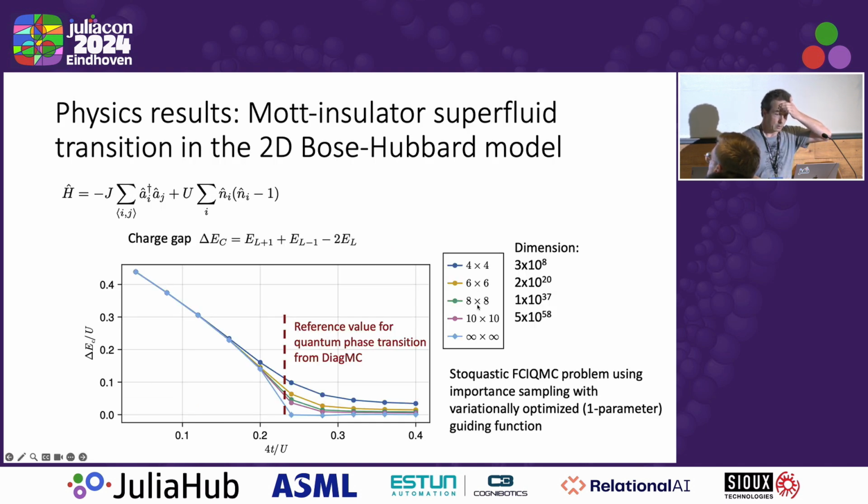Right. So this is just to show that we can do large problems and find here an indicator of the Mott-insulator to superfluid phase transition in the Bose-Hubbard model. The dimension of Hilbert space here goes up to 10 to the 58. This is really large. Obviously, not all of this is really needed for the calculation, otherwise it wouldn't work.